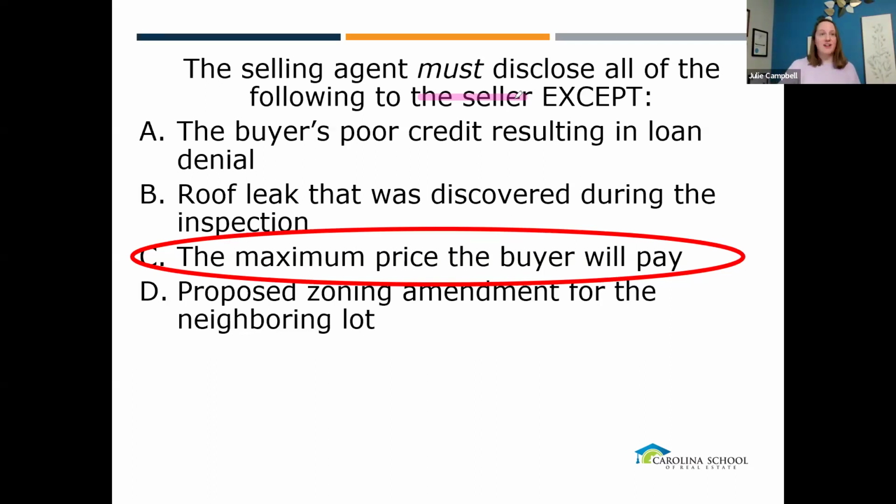As the listing agent, yeah, I'm going to tell them everything I know about this offer, everything I know about those buyers, right? I want them to have all that information when they're making that decision, including that they're willing to go $75,000.